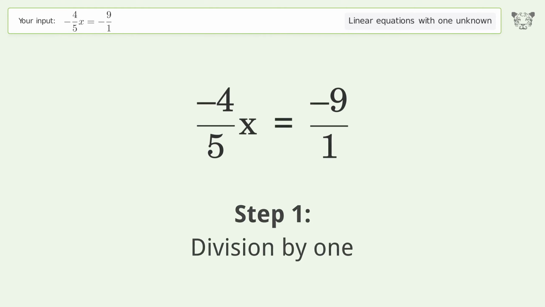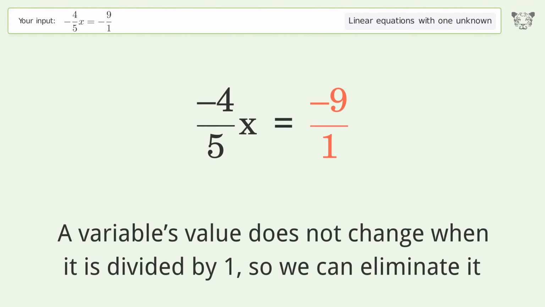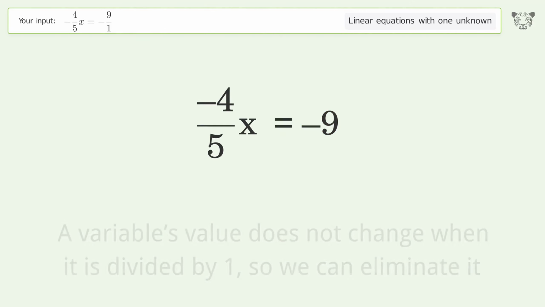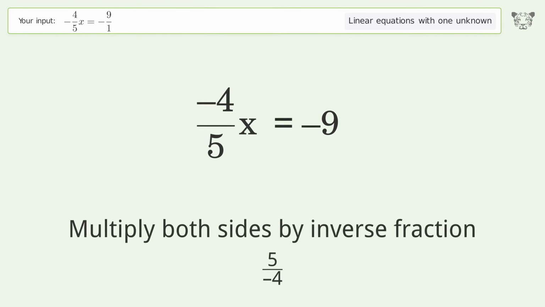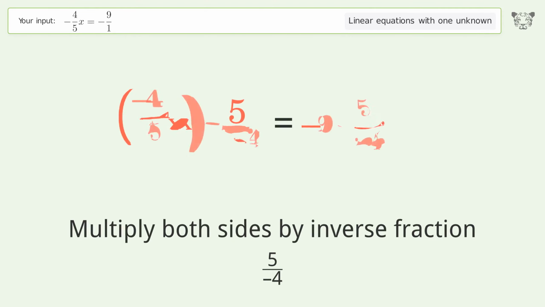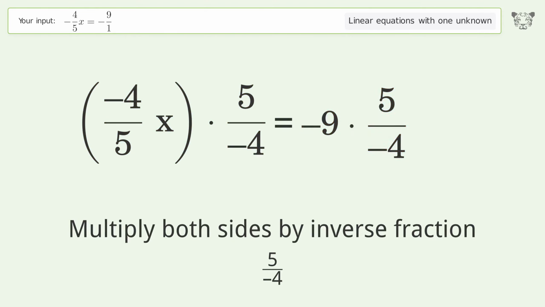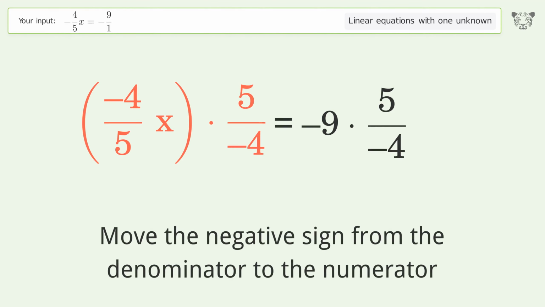Division by 1. A variable's value does not change when it is divided by 1, so we can eliminate it. Isolate the x. Multiply both sides by inverse fraction 5/4. Move the negative sign from the denominator to the numerator.